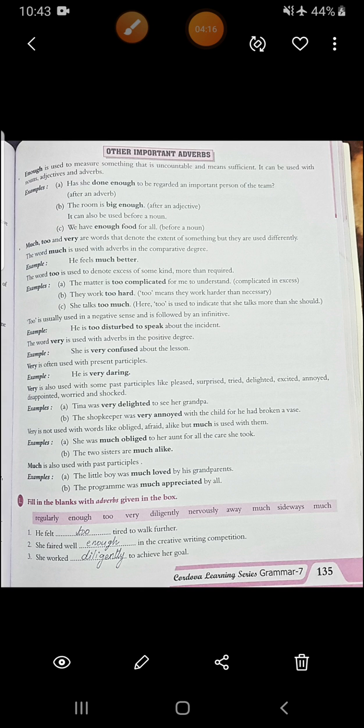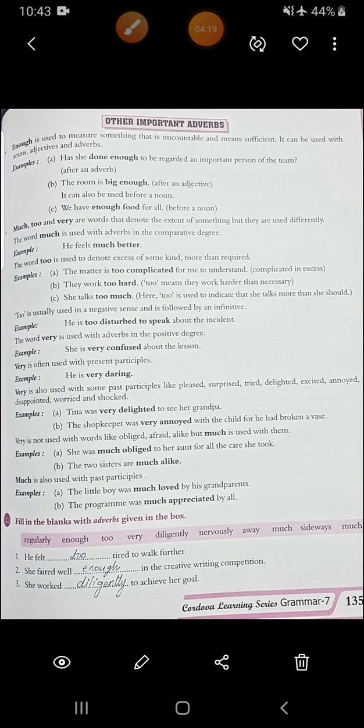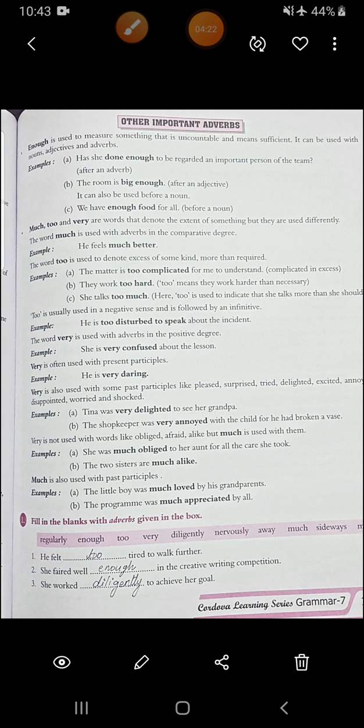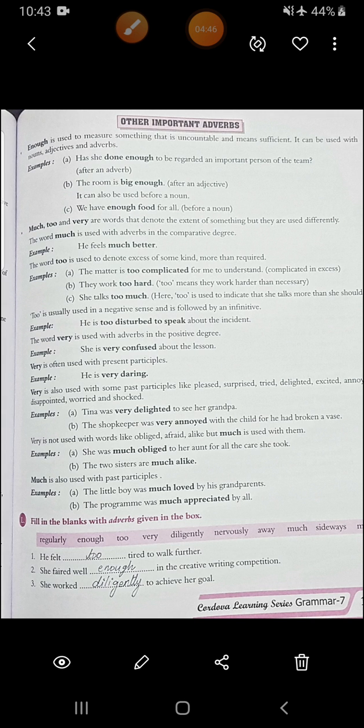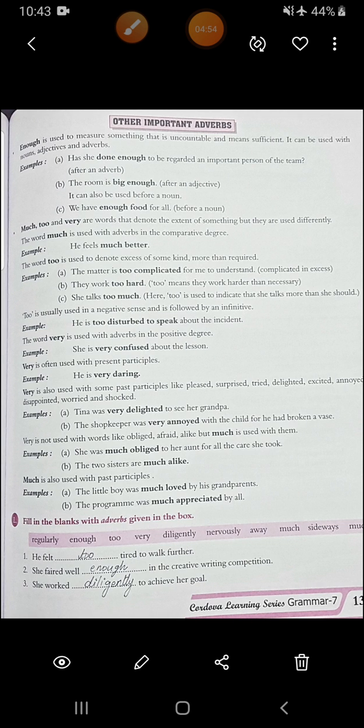Now see some other important adverbs. The next topic is other important adverbs. First word is enough. Enough is used to measure something that is uncountable and means sufficient. Means you cannot count it properly, but it is sufficient for you. See the example. Has she done enough to be regarded as an important person of the team? So here you are saying has she done enough. We cannot count what she has done, but that is sufficient. Whatever she has done, that is sufficient for the team.